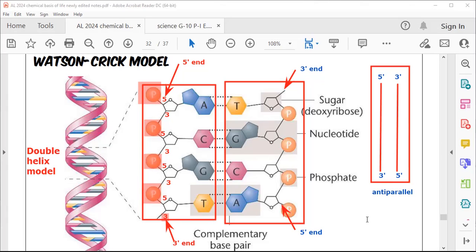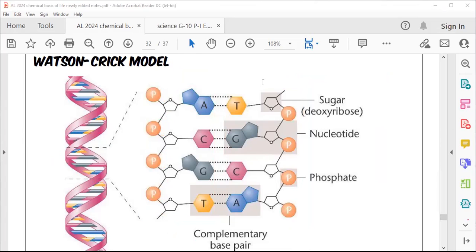Have you marked it? Yes, sir. Right. Here, one more thing. Can you see these dotted lines? Yes, sir. They are the hydrogen bonds.